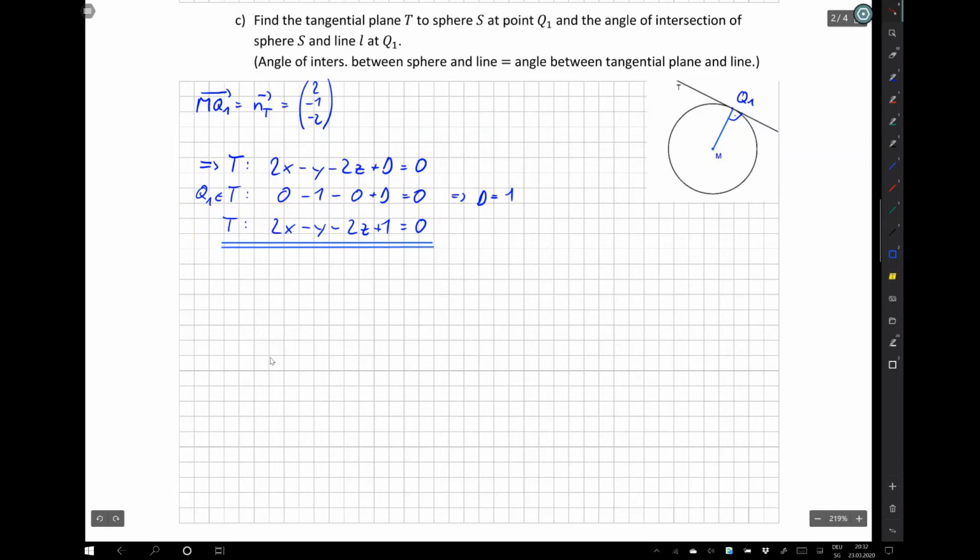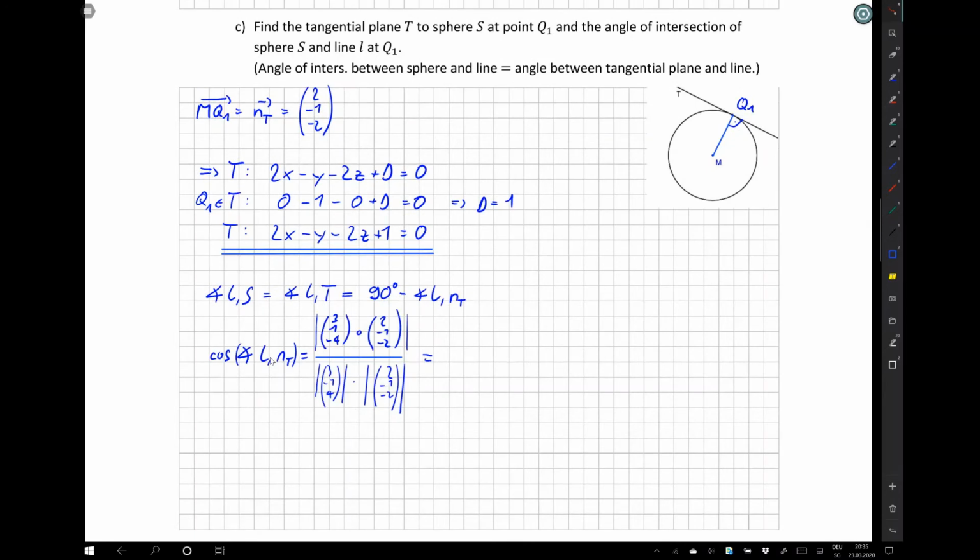And hence we get this final result for the tangential plane. The second task is to find the angle of intersection of the line L that cuts somehow through this sphere and the sphere here at this point. And this angle of intersection is defined as the angle of intersection between the line and the tangential plane. And the angle between the line and the tangent is 90 degrees minus the angle between the line and the normal, as we have seen before.